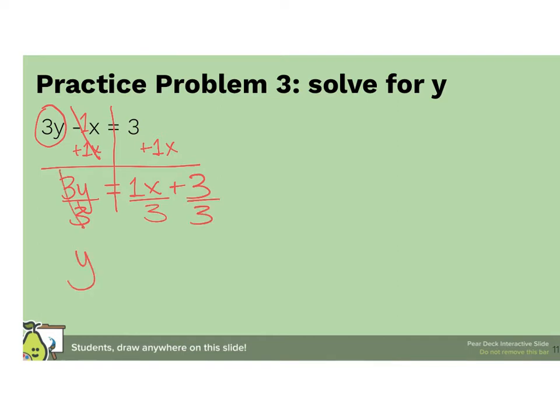Once I divide, I finally just have the y. This is also why it's nice to put the 1 in front of the x, because you can see the fraction, right? Otherwise, it would just look like x over 3. And it's like, well, how do I separate that? Because there's a 1 there. So the fraction is 1/3. The x comes after. And 3 divided by 3 is 1. Final answer.